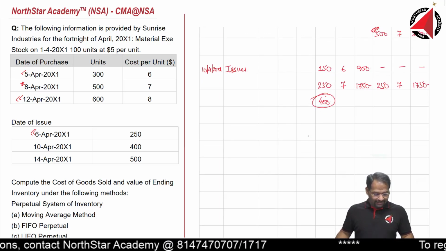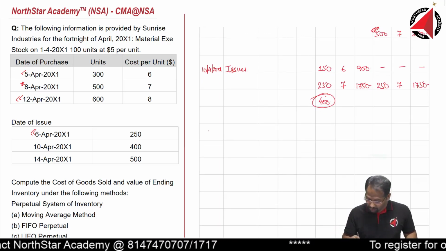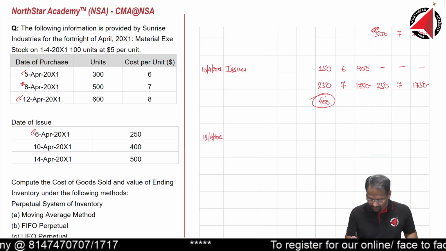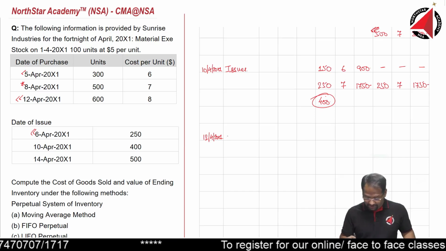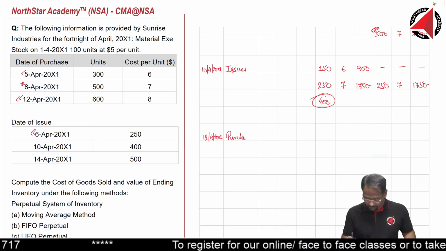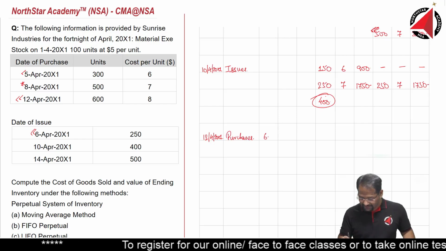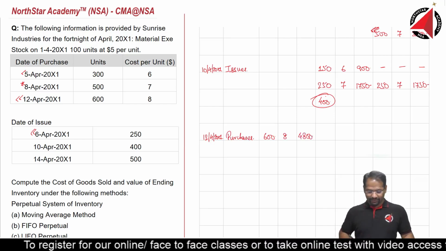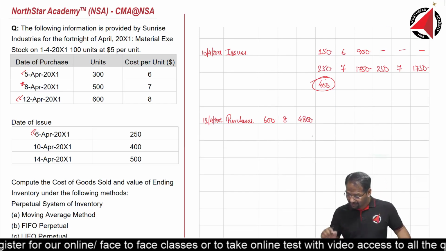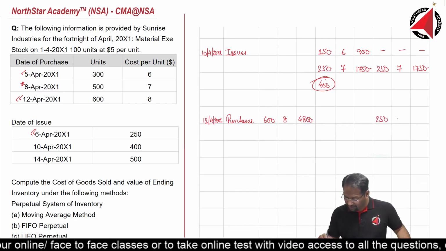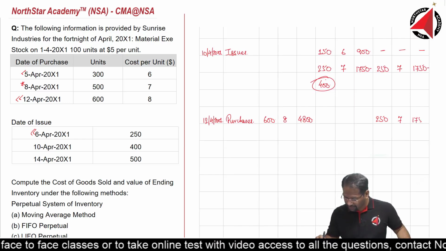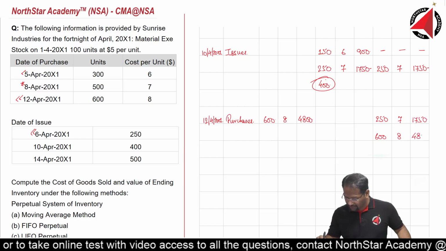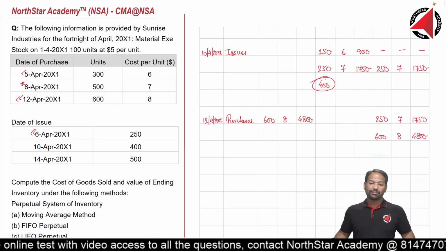After 10th, the next date is 12th. On 12th of April, we have again purchased. How many units? 600 units at the rate of 8. Total amount is 4,800. How much is the balance left with us? So first 250 units at the rate of 7, $1,750, and then 600 at the rate of 8, 4,800. This is what is the balance with us.